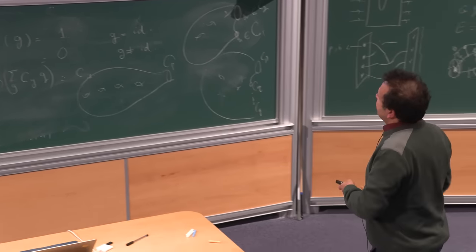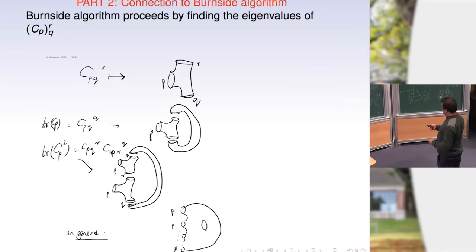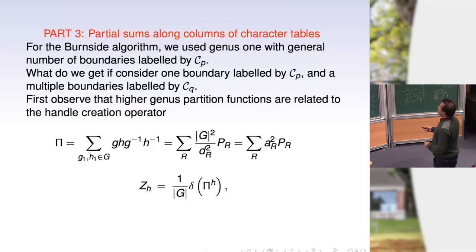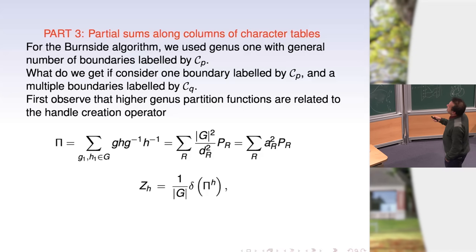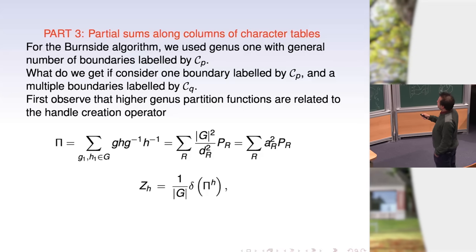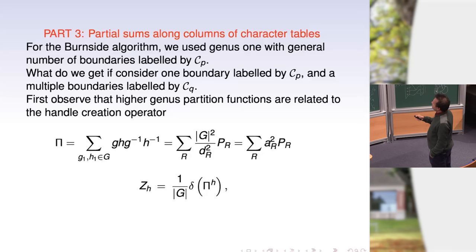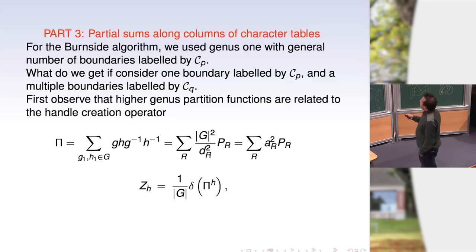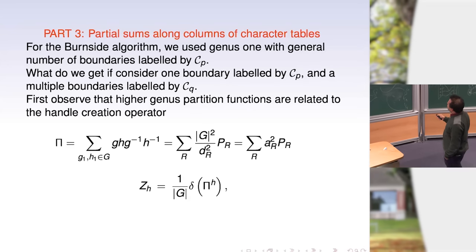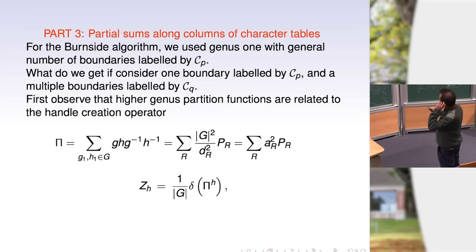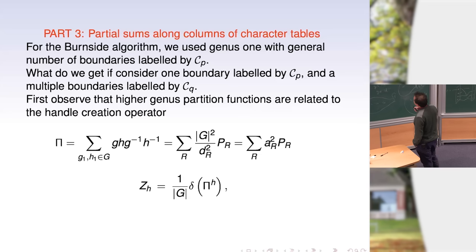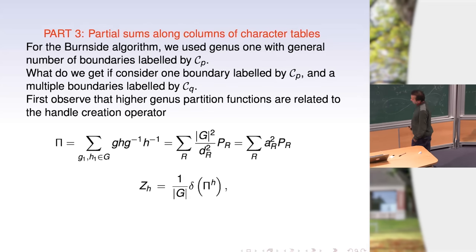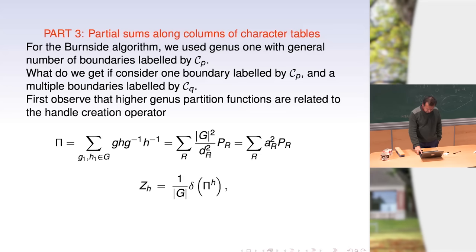So what information do we get out of that? Because we're thinking about any number of handles, it's useful to think about there's a natural handle creation operator in this TQFT. So it's basically this commutator summed over G and H. It should be G and H inside the group, and you have that. And this handle creation operator has an expansion in these projectors with these coefficients, these interesting integers that we talked about before. And the genus H partition function is obtained by taking the delta function of this projector versus power. And that's, by the way, the reason why powers of this thing appear in the formula I showed you before for the closed string partition function.